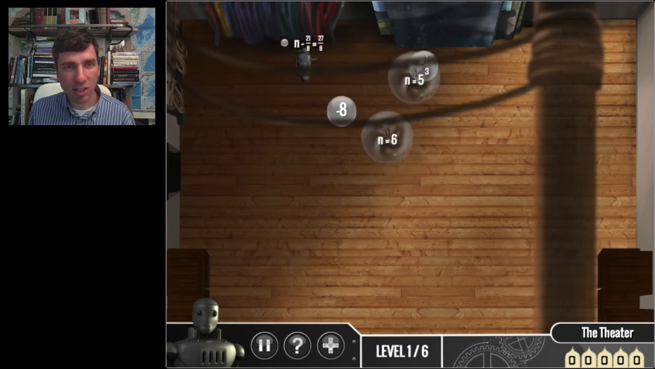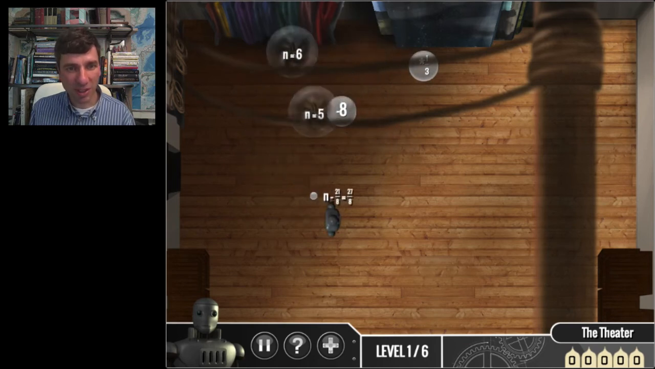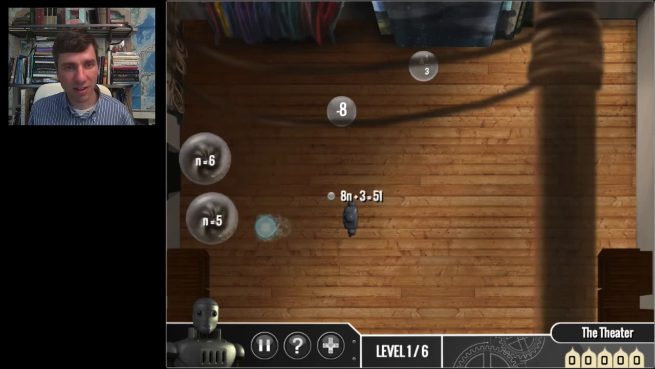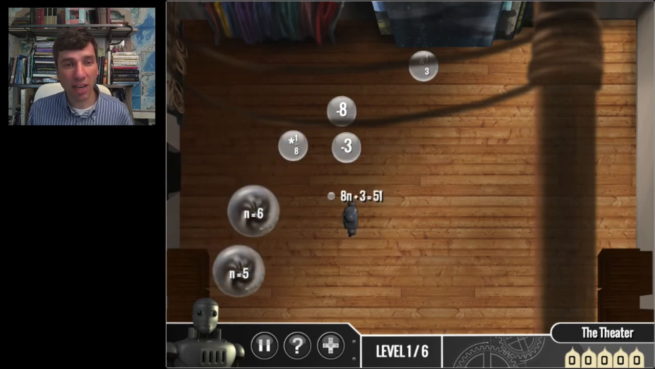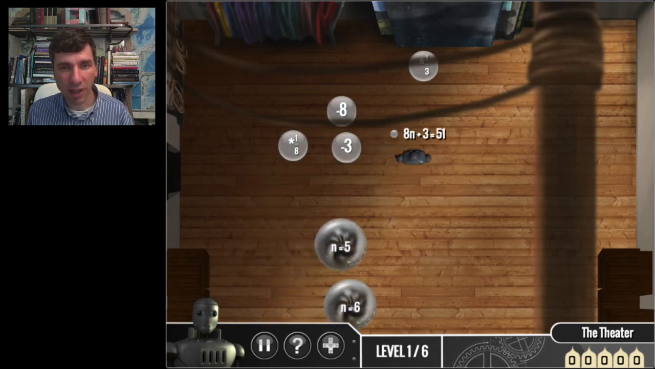Subtract 3 from each side. Uh-oh, that didn't work out well. Now I'm doomed. You know what I can do? I can just fire. Watch this. Okay, so whenever I make a mistake like that, I can just fire and it regenerates my formula.